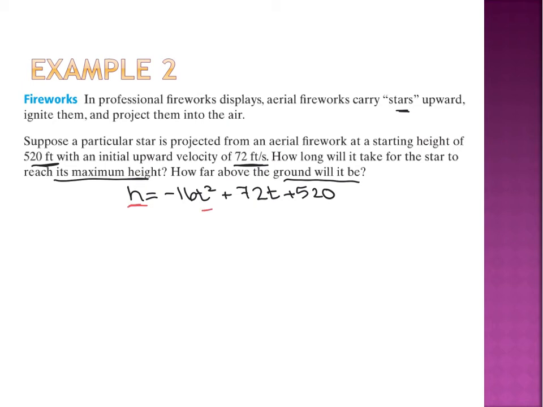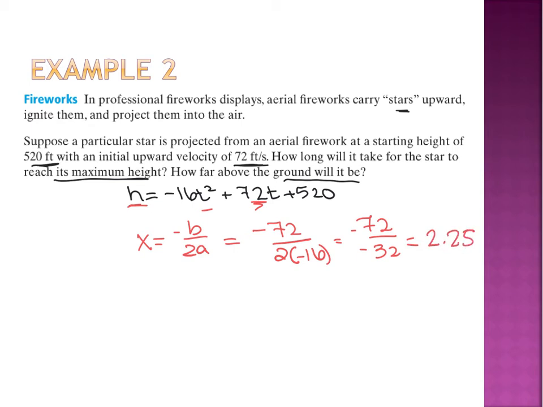Well, our t is really an x, and we can solve for x by using the opposite of b over 2a. So we're going to do the same thing for t. I'm going to take the opposite of 72, this is my b value, and divide it by 2 times a, which is my negative 16. So I end up with negative 72 divided by negative 32, and that's going to give me about a positive 2.25. And because this is time, it will be seconds. So after 2¼ seconds, the star will be at its greatest height.